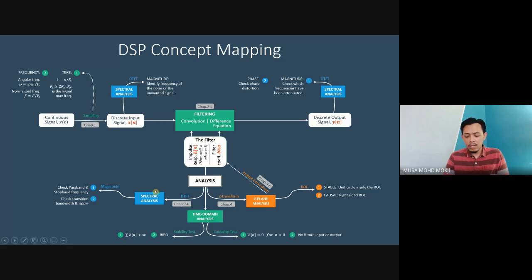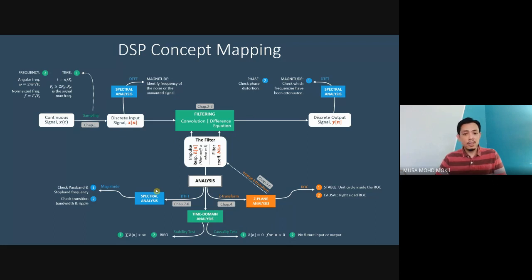Why do we need this frequency domain? Because the purpose is different for each signal. If it is an input signal, we want to identify the frequency of the noise. For the output, we need to check whether the output is correct or not. And then there is the filter, so this is the three things: input, output, filter. We also do spectral analysis on the filter so that we understand what the filter does.